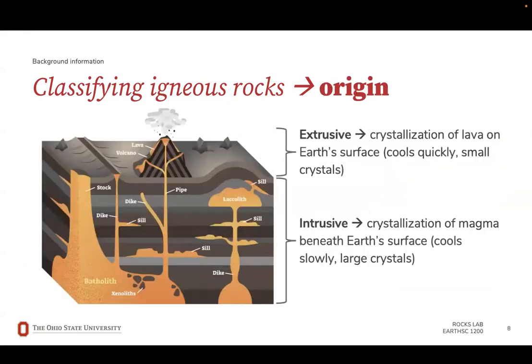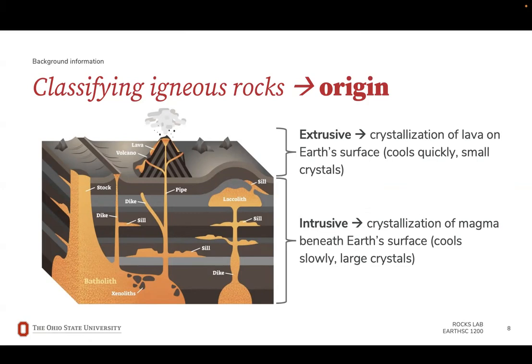The texture of igneous rocks helps us to infer their origin. Coarse-grained textures indicate that the rock formed from the crystallization of magma within Earth's crust. Because the magma was insulated and allowed to cool slowly, larger crystals had time to develop. This type of rock is known as an intrusive igneous rock.